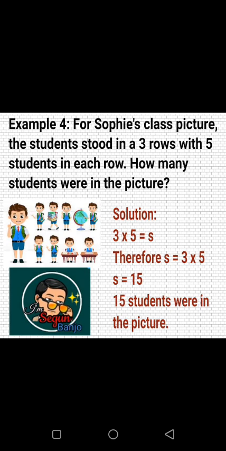Okay, so it's as simple as that. Word problems need your logical reasoning. You need to think very well to arrive at your answer. Okay, and at the end of the day, you can also check whatever you have gotten, is it giving the perfect answer to the question being asked in the word problem. If you look at this one now, it says for Sophie's class picture, the students stood in 3 rows with 5 students in each row. So that means we have 5 in 3 places. So 5 in 3 places definitely will give us 15. So it means our answer is correct.